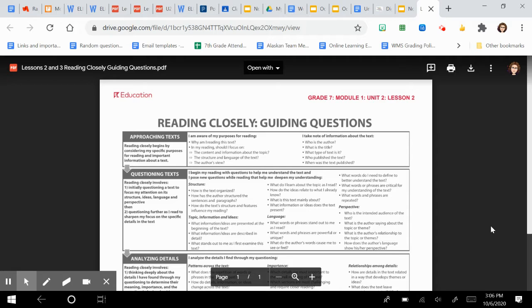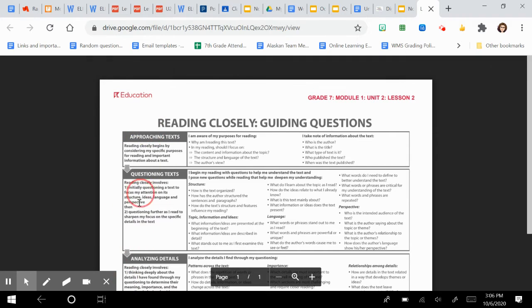For a lot of you, this should look fairly familiar. We went through something very similar last year in sixth grade, and it is also similar to some of what good readers do. It just gets into a lot more detail. So we're going to start off here on this left-hand side going down, because this is the high-level stuff. If you look at it, this first one is approaching texts.